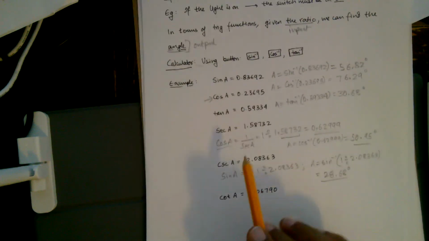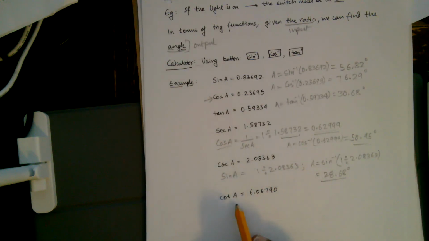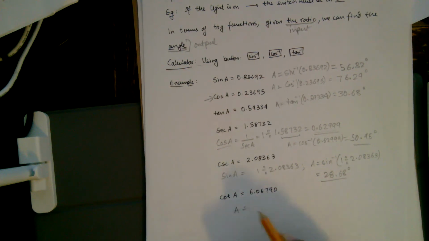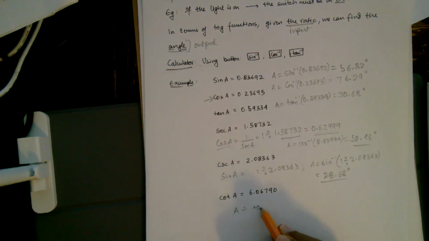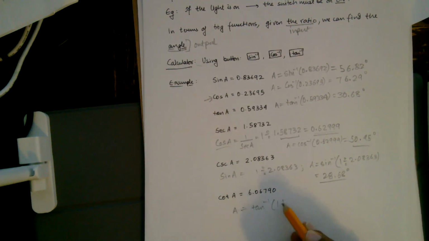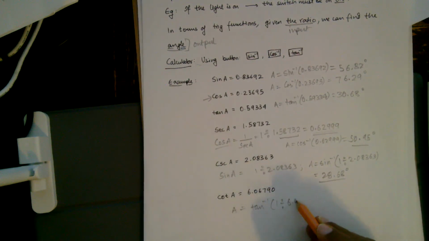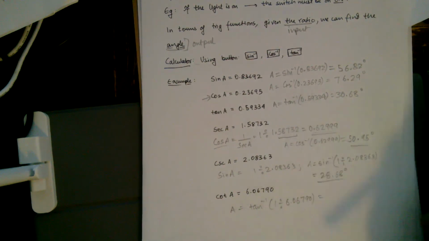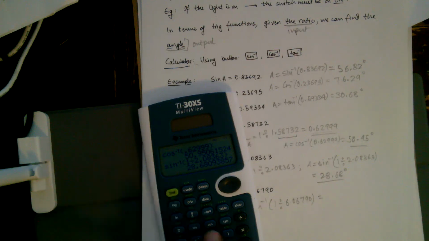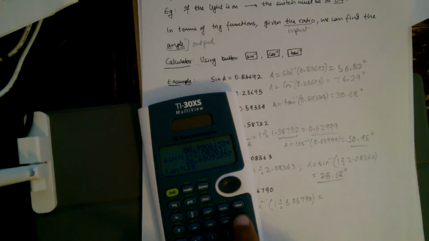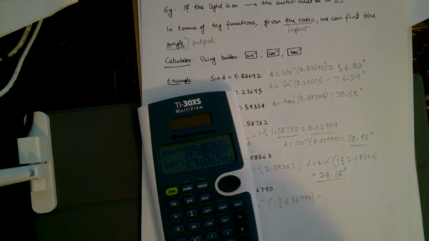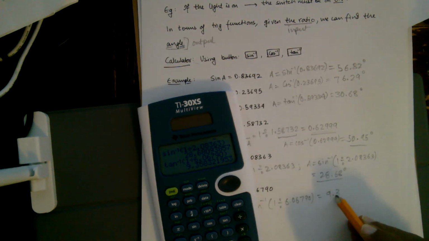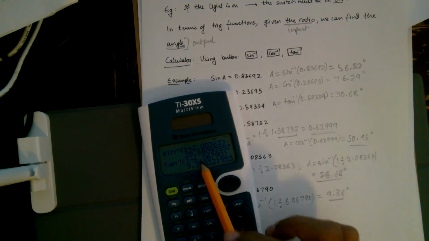Now I'm going to skip one more step, and I can just remember that for cotangent I use tangent as the reciprocal. So this is going to be tan inverse of 1 divided by the cotangent value, 6.06790, which once again I plug into the calculator. Tan inverse of 1 divided by 6.06790 gives 9.36 degrees, rounding off to the hundredths place.